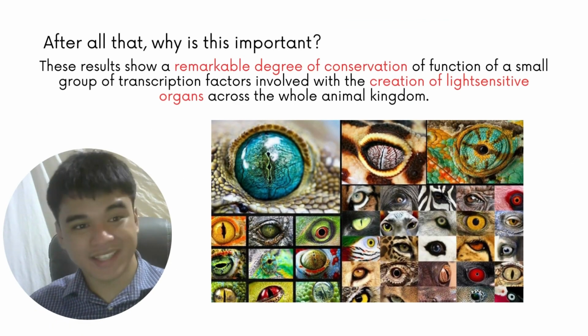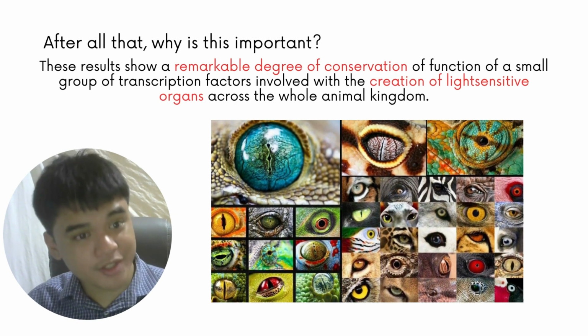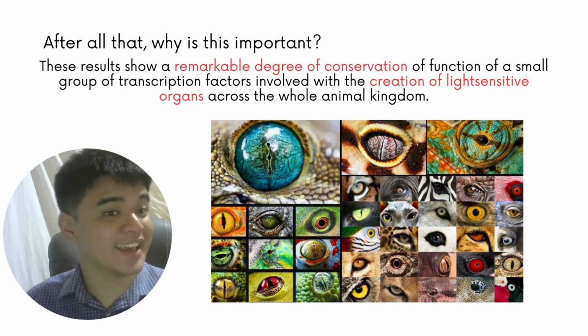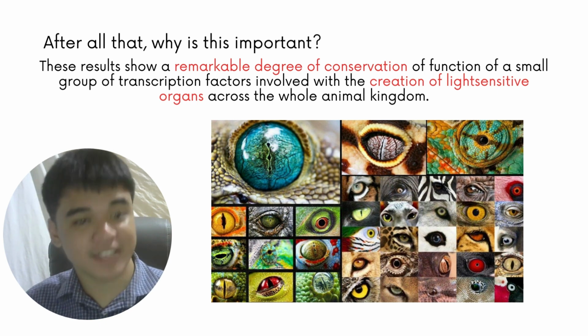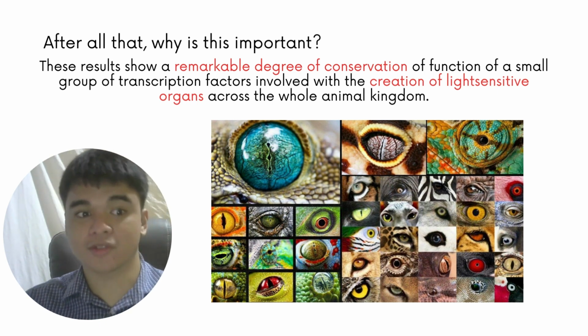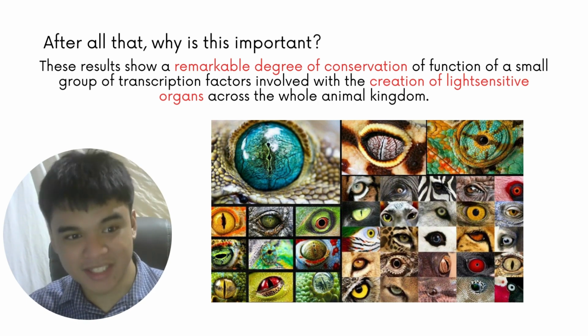And after all that, why is this important? Simple. It showed that there is a remarkable degree of conservation of a group of transcription factors for the creation of a light-sensitive organ, aka the eye, which is apparently there for almost every animal in the animal kingdom. It's just that some of them lost the eye or chose to get rid of it. But most of the animals have an eye transcription factor, even the eyeless lizards.